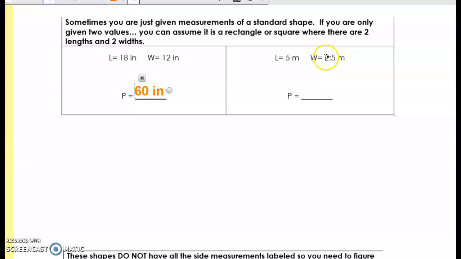Same over here. Even if you've got decimals, use the calculator, guys. If you feel uncomfortable with the decimals, you would add them up. 2 L's plus 2 W's. And you should find that you get 15 meters. And again, making sure that you're including the labels.